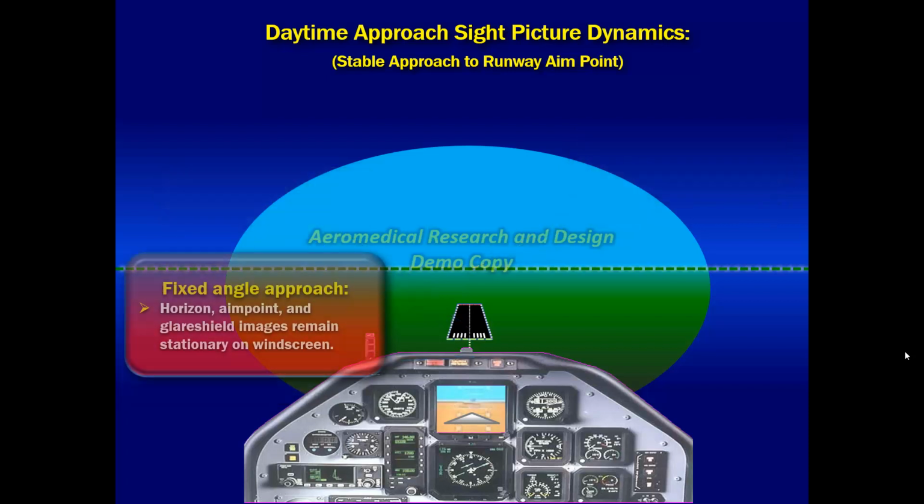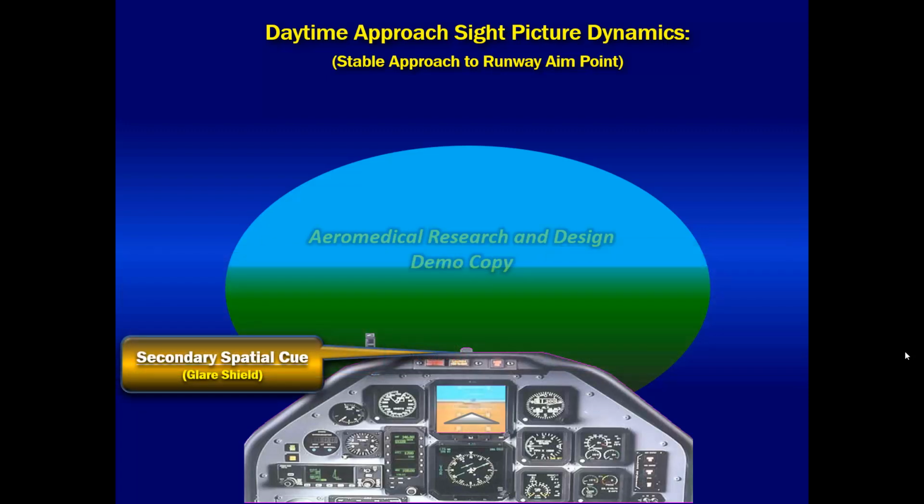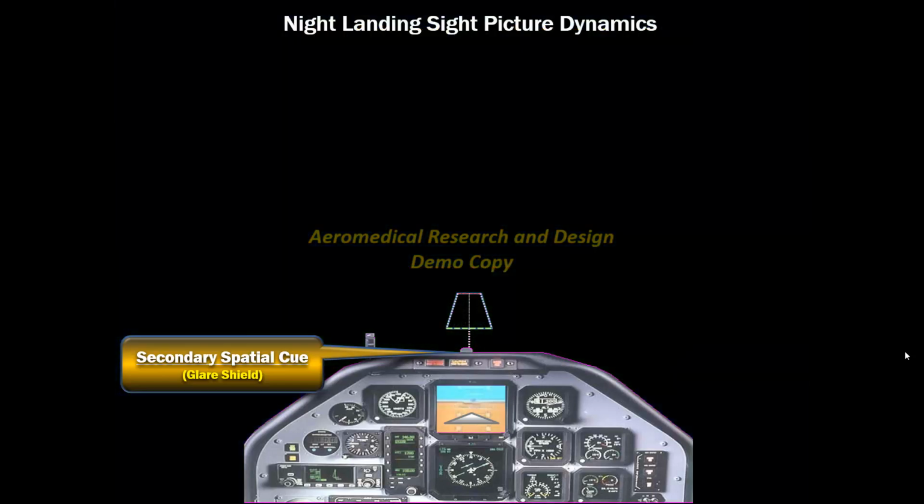During fixed-angle approaches, visual separation of the horizon, the runway aim point, and the glare shield remain constant. However, as the airfield distance decreases within the sight picture, the changing visual angles will cause the peripheral view of the runway threshold to drift lower as the far-end runway image simultaneously moves higher at a slightly slower rate. During daytime VMC, clear visibility of the horizon and the runway help prevent spatial misperceptions that can occur with changing visual angles. However, when darkness obscures both the horizon and runway touchdown point, pilots are forced to transition to other spatial cues within their sight picture.